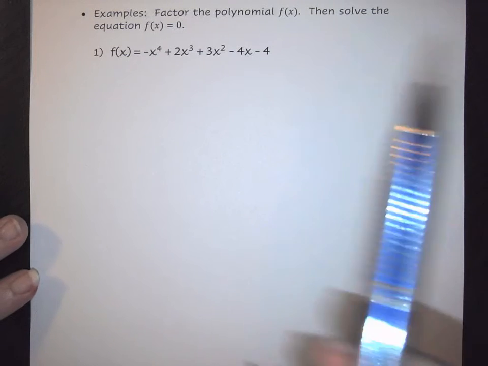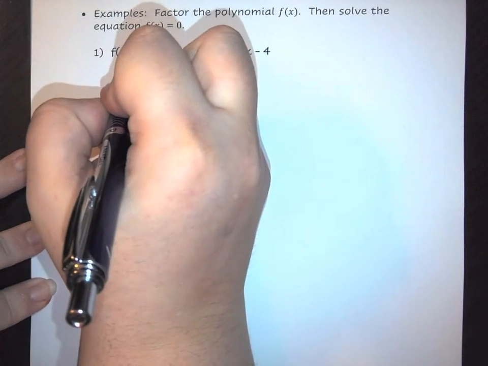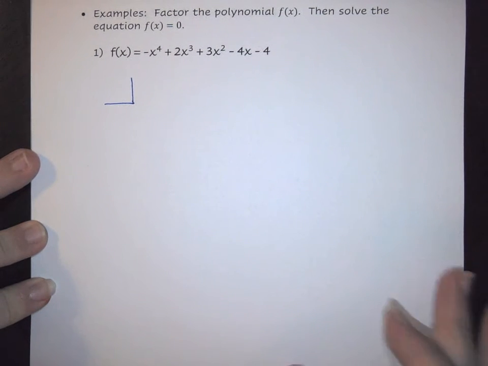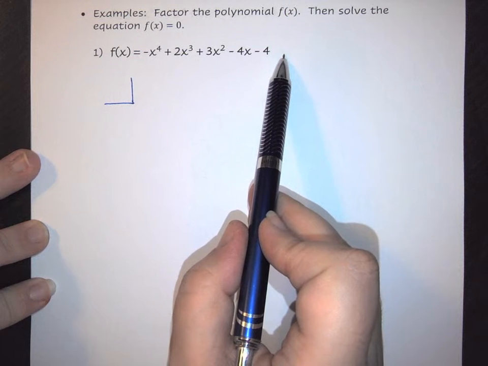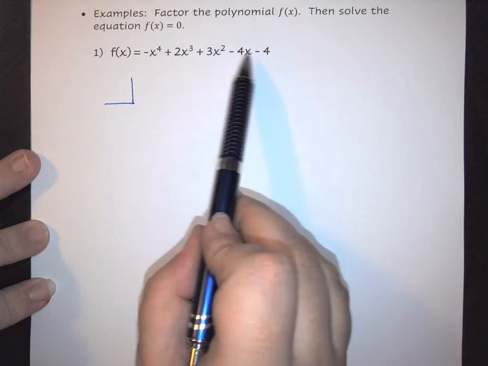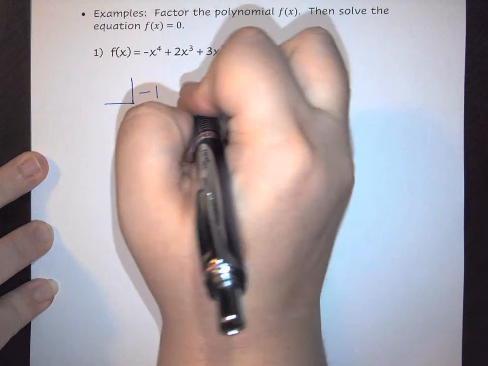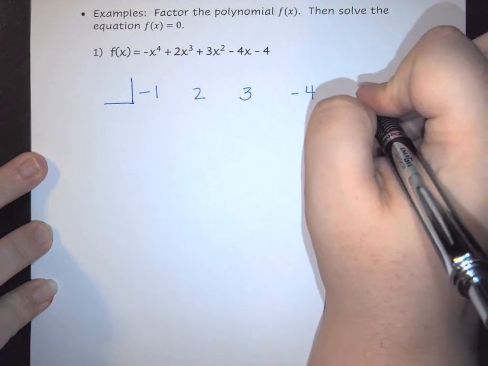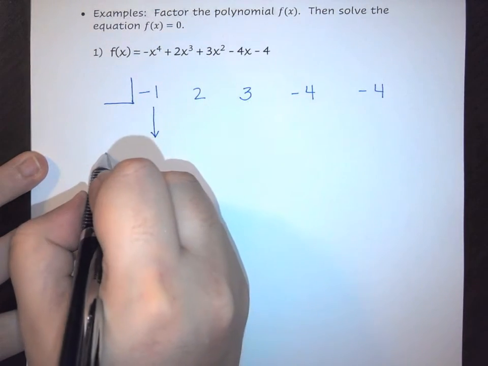So here we're going to go ahead and start. Now, the first thing to do when setting up is we need to set up our box. Remember, the box is going to be what your potential factor goes into. And then you're going to use the coefficients of all of your numbers. We're going to go down in descending order, and you need to make sure that you hit each power as you go. So this first one is going to be -1, and then we have 2, 3, -4, and -4.